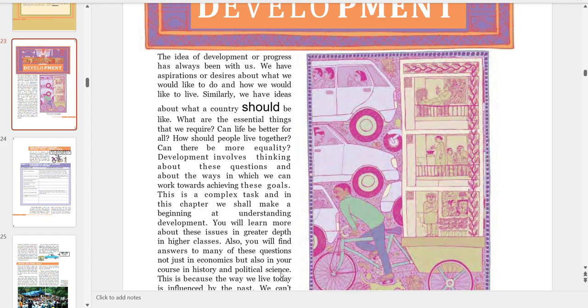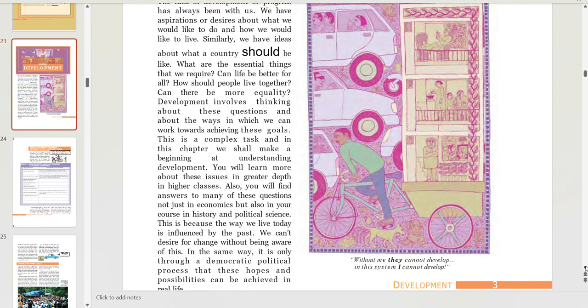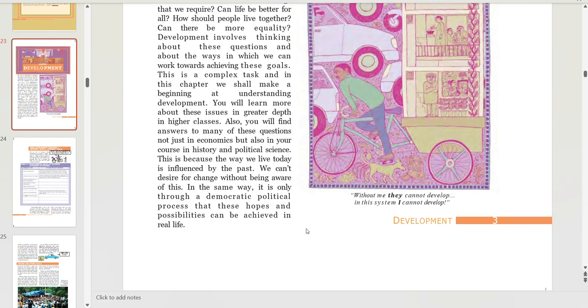Like economics helps us understand income, production and resources. But history explains how past events have shaped our society. Political science helps us understand the role of government and democracy. Right? So this is because the way we live today is influenced by the past. So it is saying that the present situation of any society is greatly influenced by its history.